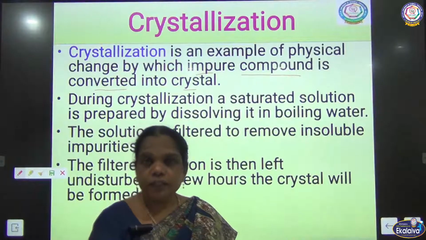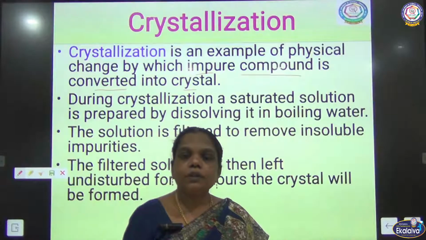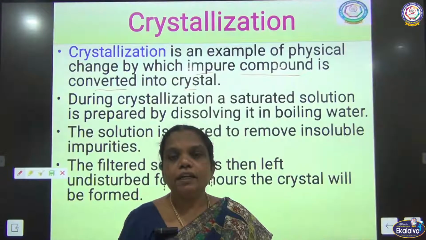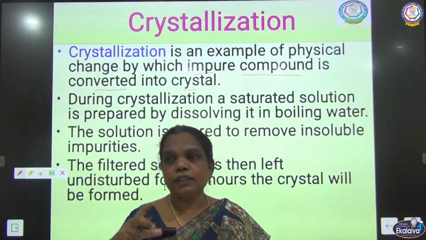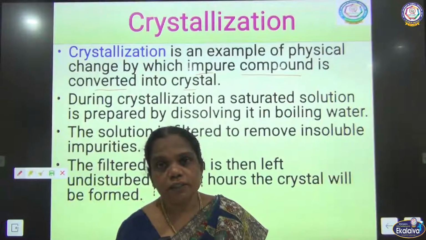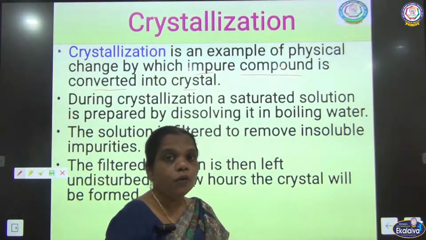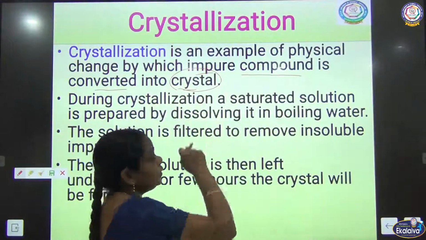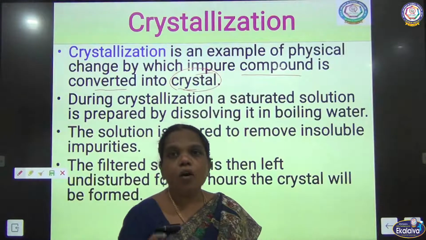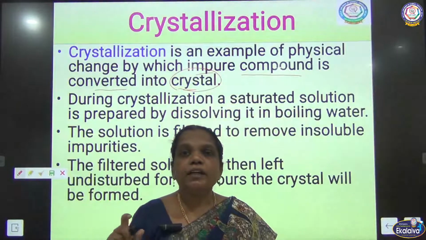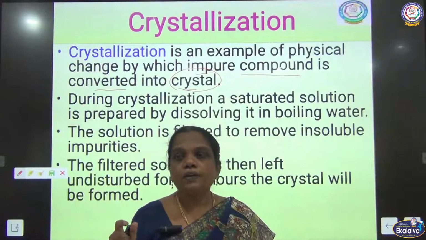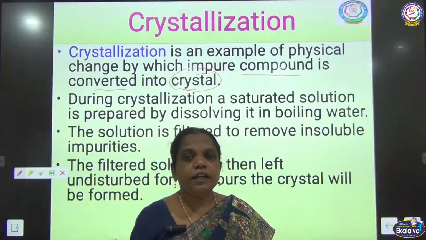So, crystallization is also a physical change, one of the examples of physical change. Here the impure substance becomes the purest substance. The impure substance can be found in the form of crystals. The crystals are hard solid substances with a definite shape. The crystals are what? Hard solid substances with a definite shape.